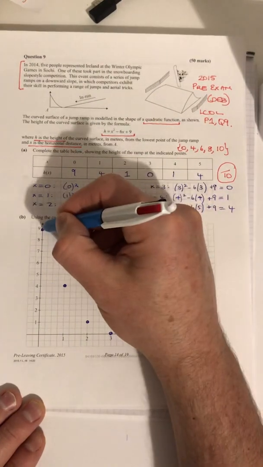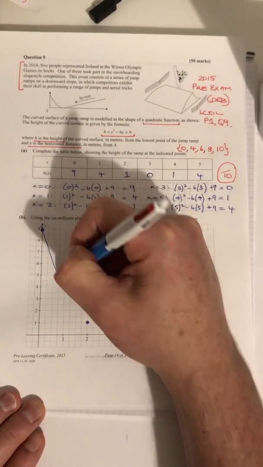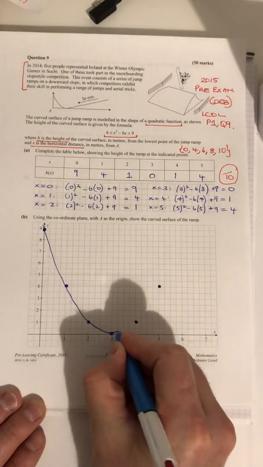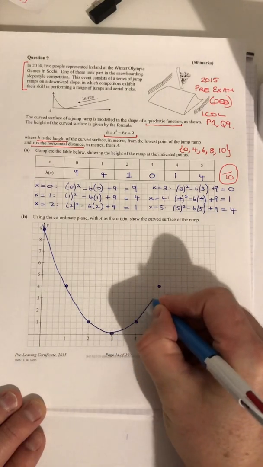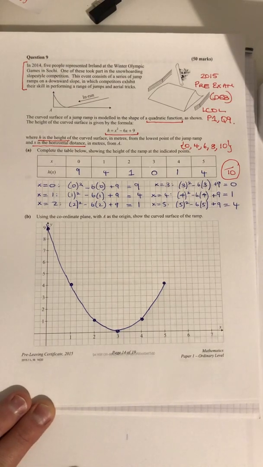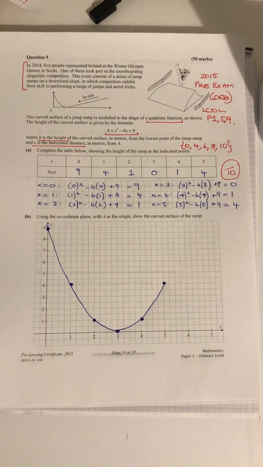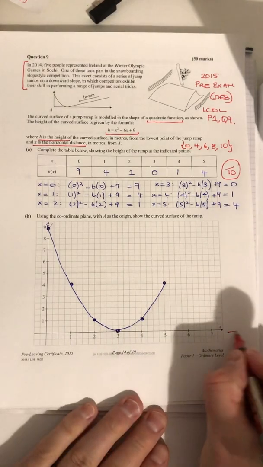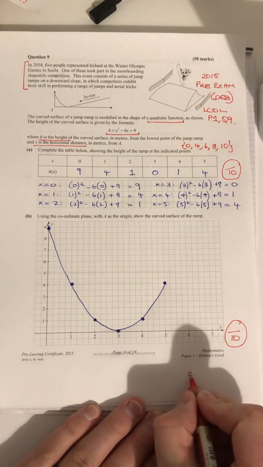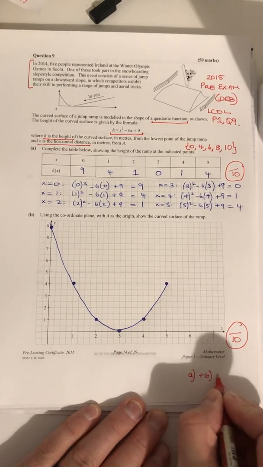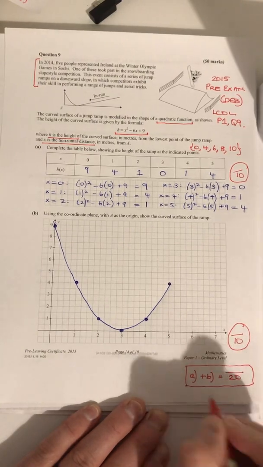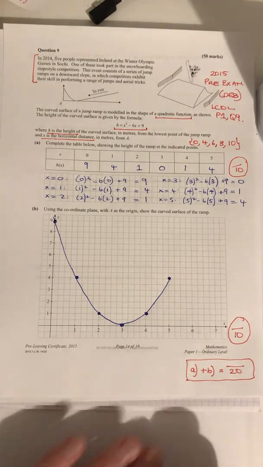So when you join your function, it will look something like this. So as neat as you can without using a ruler, and that's your function. Okay, so that's h of x with a as the origin, and for that then again it's out of 10. So your total there, part A plus part B, is out of 20. Alright, so that's a guide for you there.